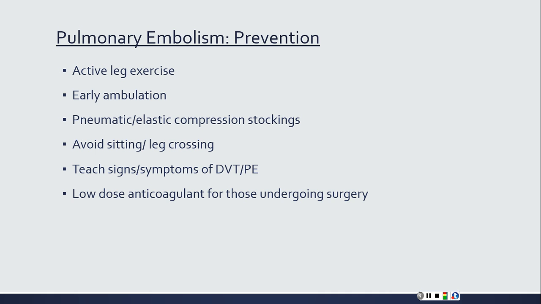All right, let's see. How do we prevent pulmonary embolism? Well, get them up, move them around. Active leg exercises, early ambulation. The stockings, okay, the TED hose, pneumatic elastic compression stockings. Avoid sitting with your legs crossed, especially those patients that are at risk. They don't need to cross their legs. Teach signs and symptoms of deep vein thrombosis and pulmonary embolism. Just basic education. Also, low-dose anticoagulants for those undergoing surgery.